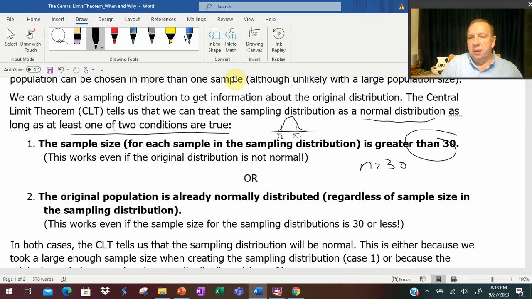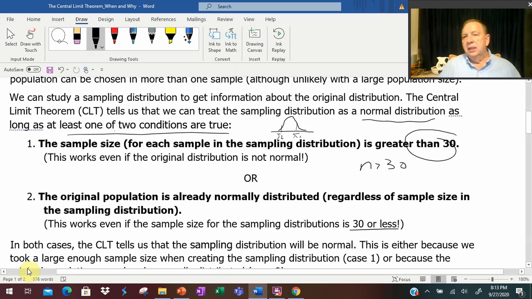If the original population is already normally distributed, regardless of sample size, the sampling distribution will turn out to be normal. This would work no matter what the size, as long as the population is already normally distributed. So I'm going to look for one of these two conditions, or both. It's okay to be normally distributed and greater than 30, but it doesn't have to be, as long as it's normally distributed.